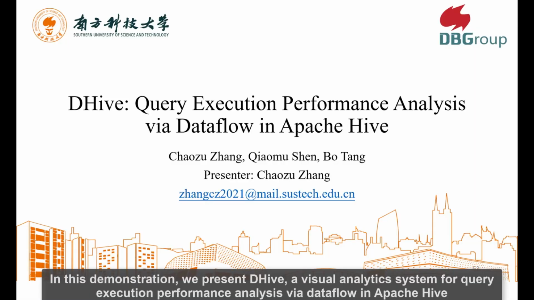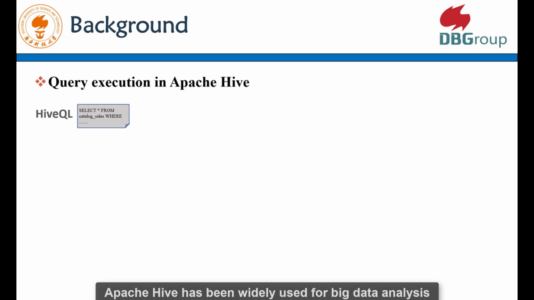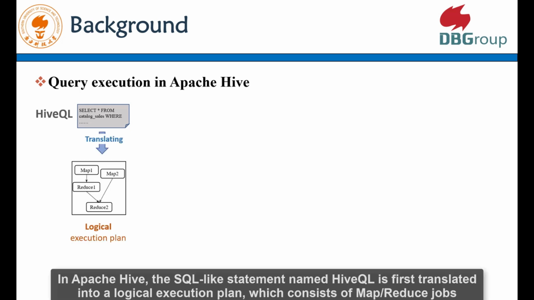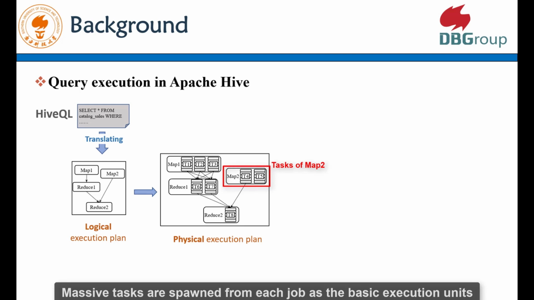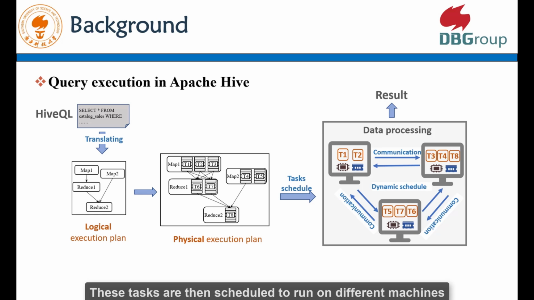In this demonstration, we present dHive, a visual analytics system for query execution performance analysis via Dataflow in Apache Hive. Apache Hive has been widely used for big data analysis. In Apache Hive, the SQL-like statement named HiveQL is first translated into a logical execution plan, which consists of map or reduce jobs. Massive tasks are spawned from each job as the basic execution units. These tasks are then scheduled to run on different machines.